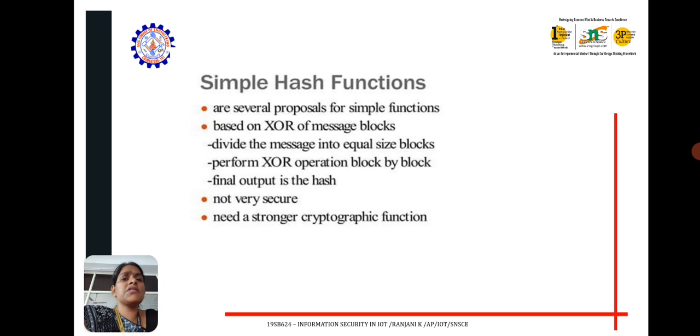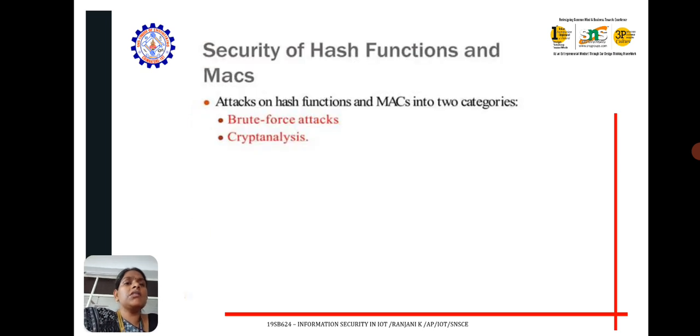Next, the simple hash function. There are several proposals for simple hash functions based on XOR of the message blocks, which means it divides the message into equal size blocks, performs the XOR operation block by block, and finally outputs the hash. This XOR operation alone is not very secure, and it needs a stronger cryptographic function. So let us see about the secure hash function and MAC.